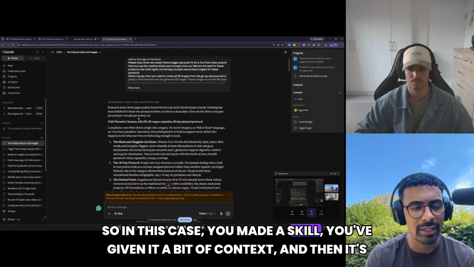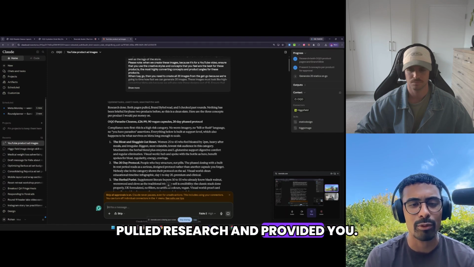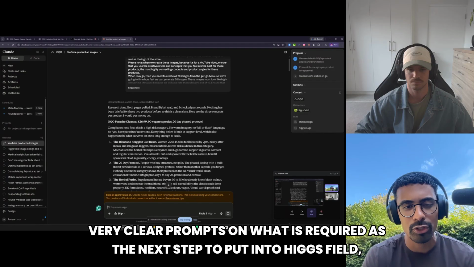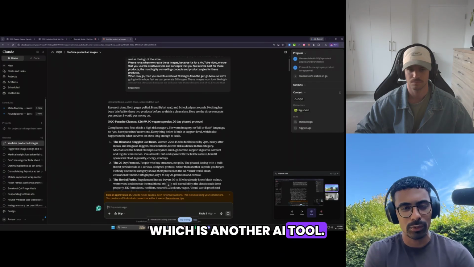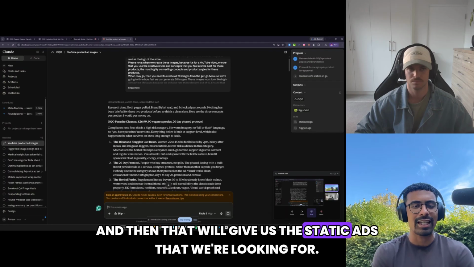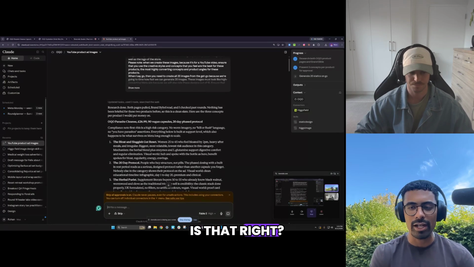So in this case, you made a skill, you've given it a bit of context, and then it's pulled research and provided you very clear prompts on what is required as the next step to put into Higgsfield, which is another AI tool. And then that will give us the static ads that we're looking for. Is that right? 100%. Yeah.